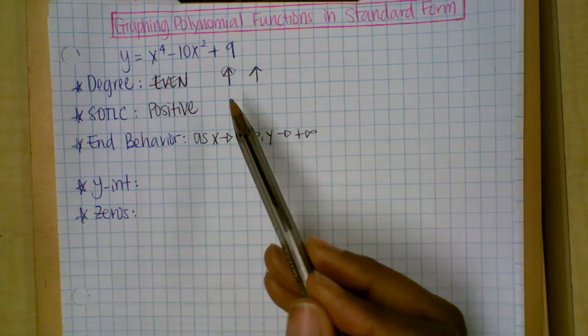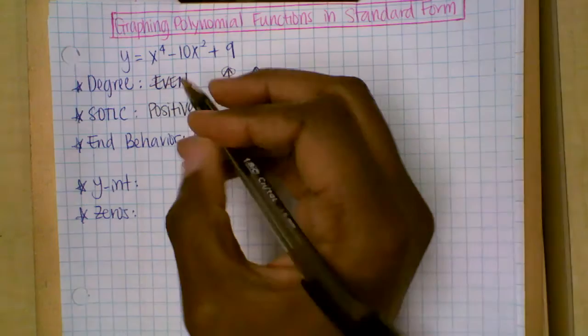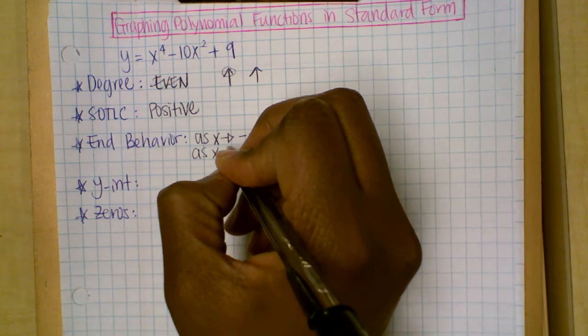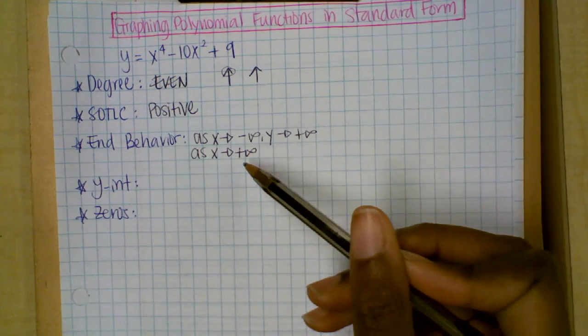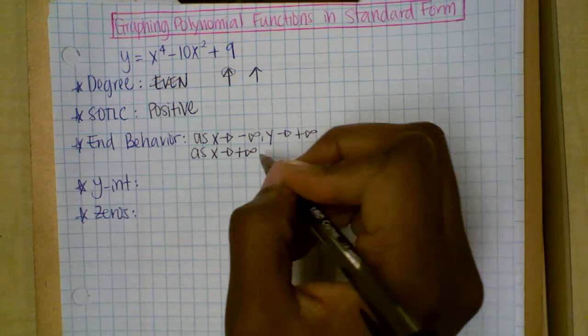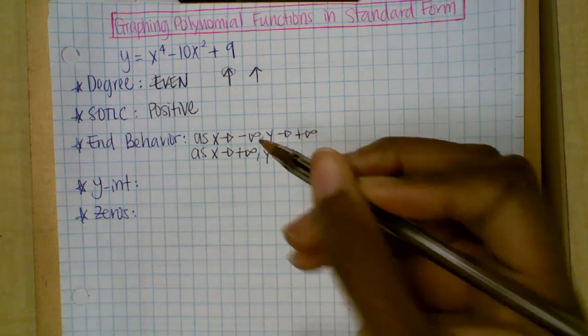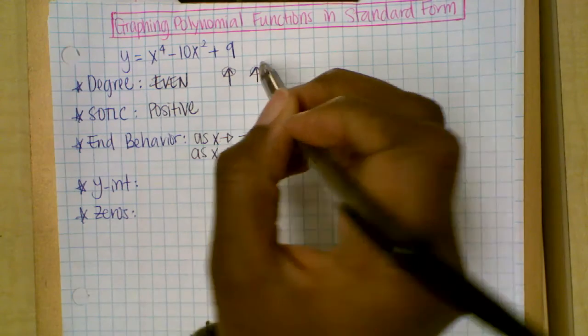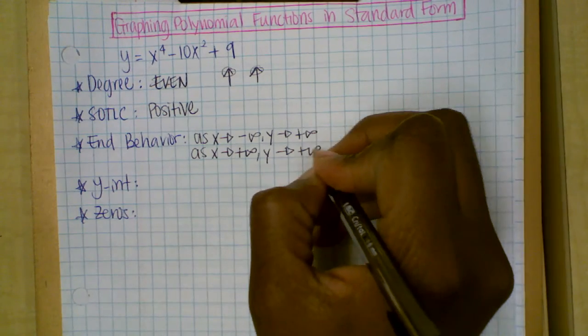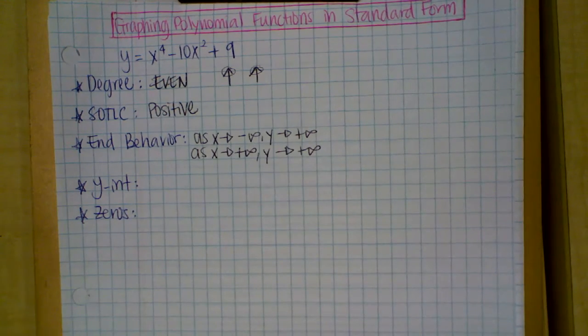So now let's move on to the right side. As the x approaches positive infinity, as the x value becomes bigger and bigger and bigger, what is happening to the y value? So the y value is also getting bigger because the arrow on the right is also pointing up. Okay, so we are done describing the end behavior.